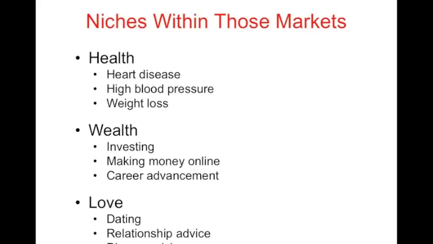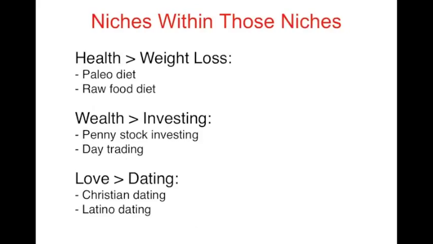So here are some niches within those three evergreen markets. As I said, health could be specific diseases like heart disease or high blood pressure, health conditions like that. It could be weight loss. Those are examples of niches within the health market. Within the wealth market, you could be talking about the investing niche, the make money online niche, or the career advancement niche. And within the love market, there are niches like dating, relationship advice, divorce advice, and things like that. And if you're familiar with the ClickBank marketplace as one example, you've seen products that get into a lot of these niches.